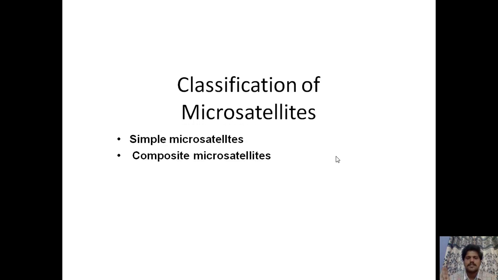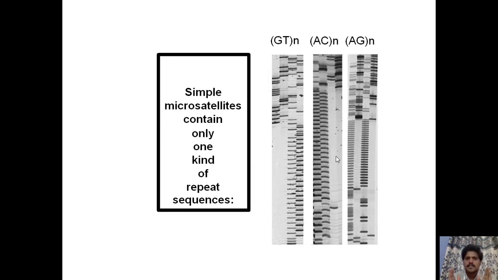Then classification of these microsatellites as simple microsatellites or composite microsatellites. Simple microsatellites contain only one kind of repeat sequence, as I have shown here. The first one, GT, repeated a number of times, means GT, and so on. That's it. And the second type is AC. So in simple microsatellites only one kind of repeat sequence is seen here.